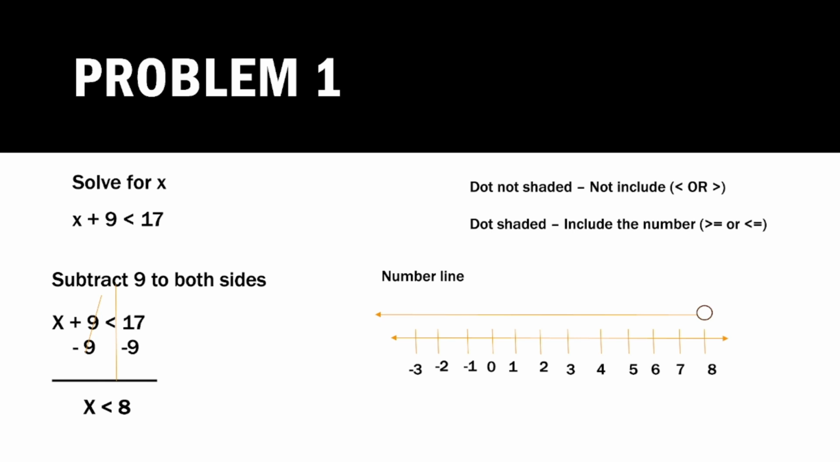It wouldn't make sense because they're both the same number. So that's why you don't include that number, because that makes it false. But if it is shaded, that's a different story. That means we're including that number. You can be equal to 8, but you cannot be less than or greater than, depending on that number. So hopefully that made sense.